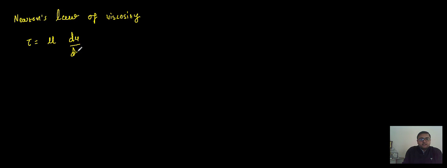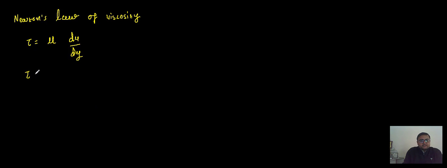So the first question is, what is Newton's law of viscosity? Newton's law of viscosity, the equation defines that tau is equal to mu du by dy.